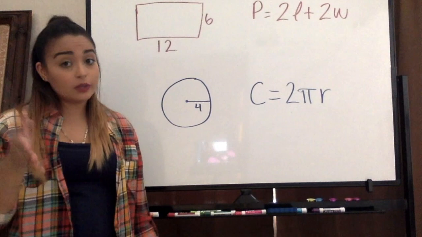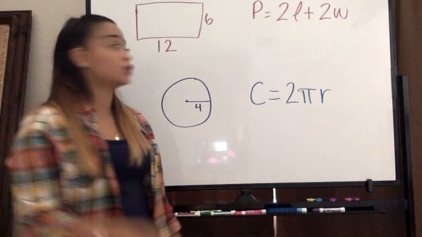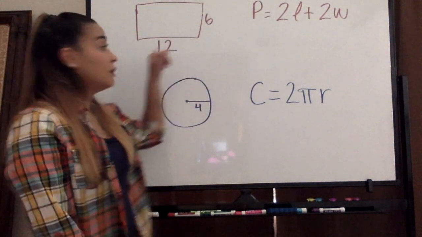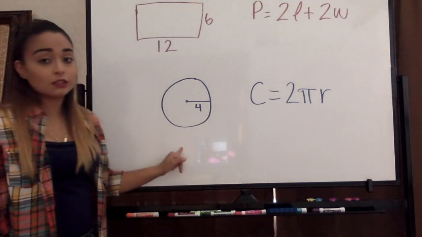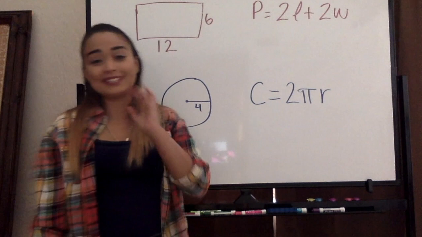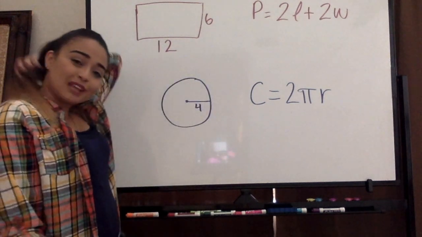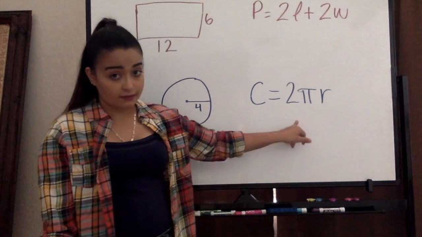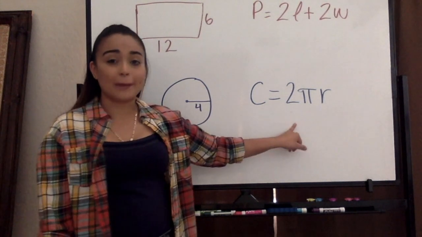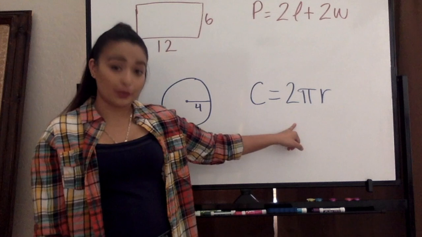Now, what I want you guys to do for your assignment today is to solve the perimeter of this rectangle and the circumference of this circle. I was going to say square, but it's a circle. I want you to find the circumference. Now, on this one specifically, I recommend that you use a calculator.